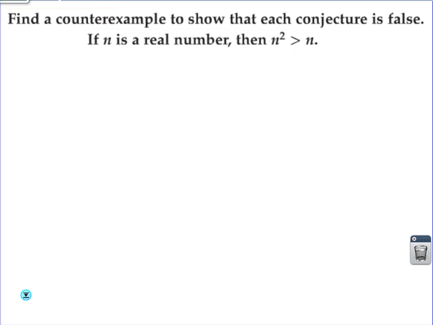N is a real number. Then we're saying that n squared will always be bigger than n. And what it says is find a counterexample of that. Is that true? For any number, if you square it, will it always be bigger than the original number? Does anybody have a counterexample? 1. If you pick the number 1, is 1 squared bigger than 1? It's not. Was there another counterexample that would work besides 1? There's one other one that I can think of, 0. Is 0 squared bigger than 0? No.